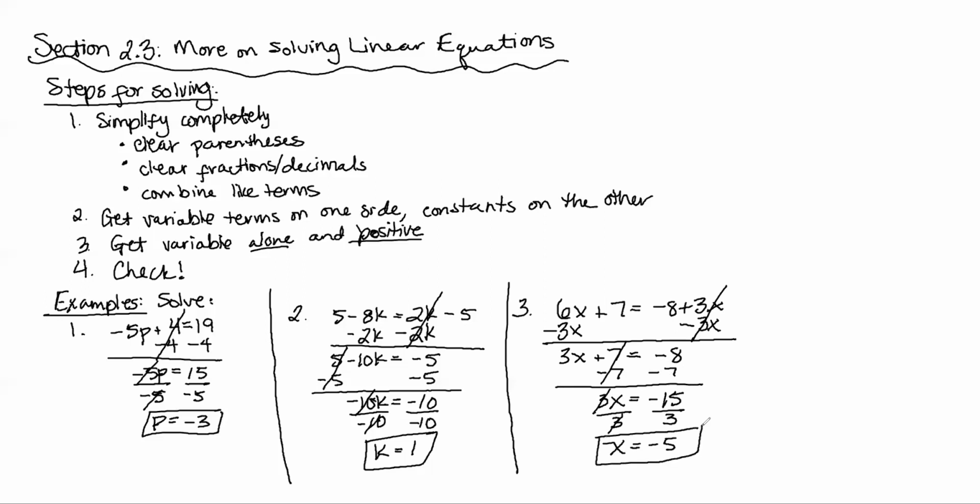So those first examples are similar to the ones we did last time. We'll do a few more of these. Number 4, let's go ahead and do 7 parentheses p minus 2 plus p equals 2p plus 4.